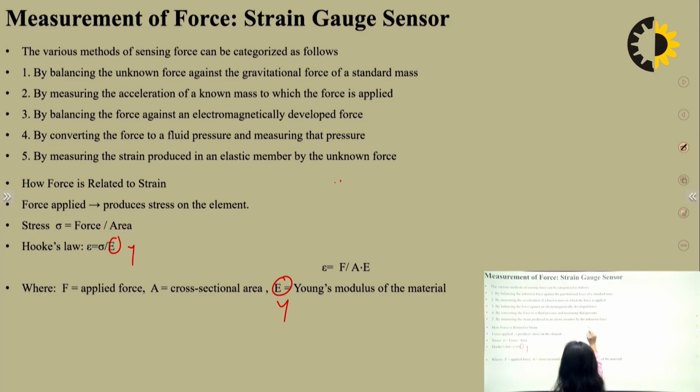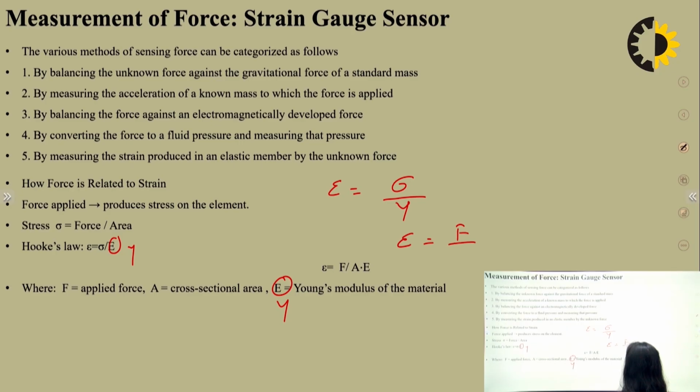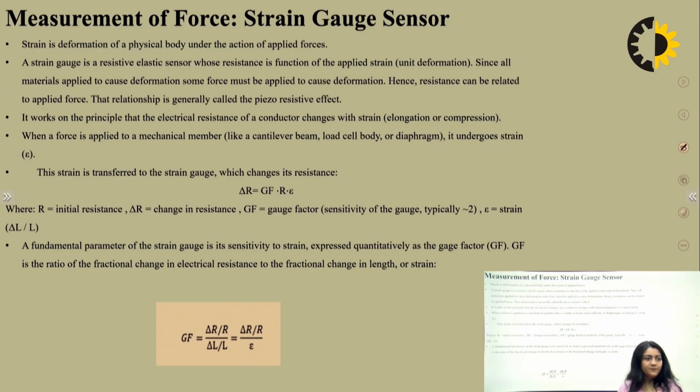So, strain is equal to stress upon Young modulus, and stress is equal to force upon area. It is force upon area into Y. Okay, so how is the strain measured? Strain is a deformation of a physical body under the action of the applied force. A strain gauge is a resistive elastic sensor whose resistance is a function of the applied strain, that is unit deformation.